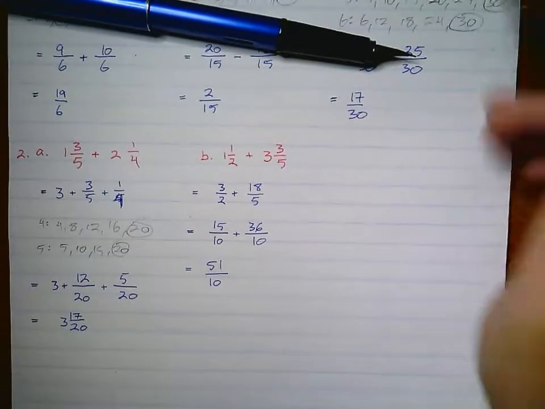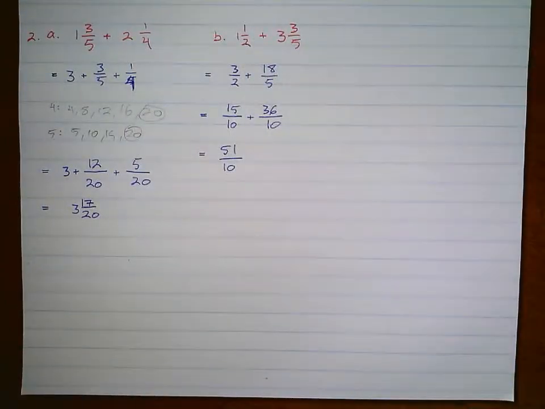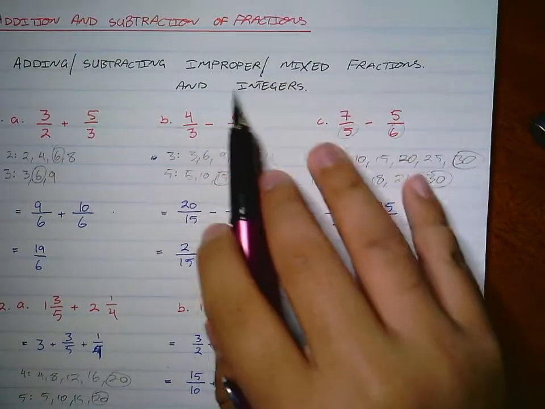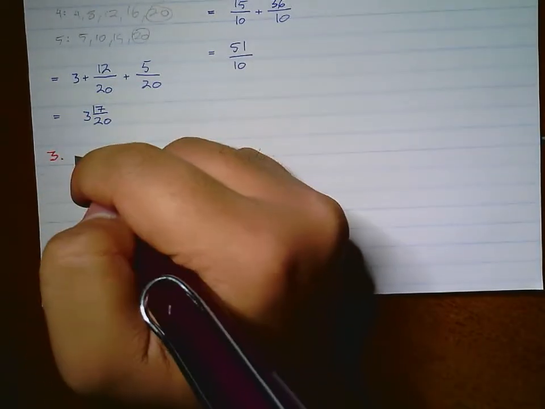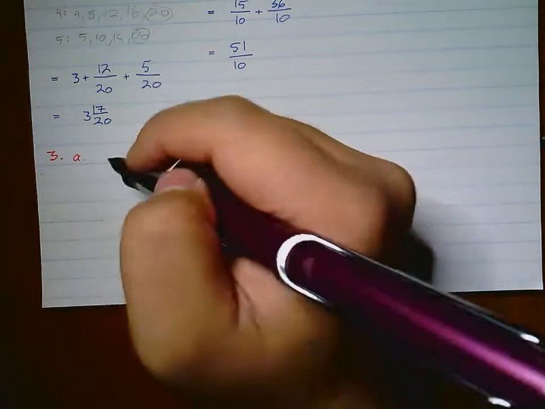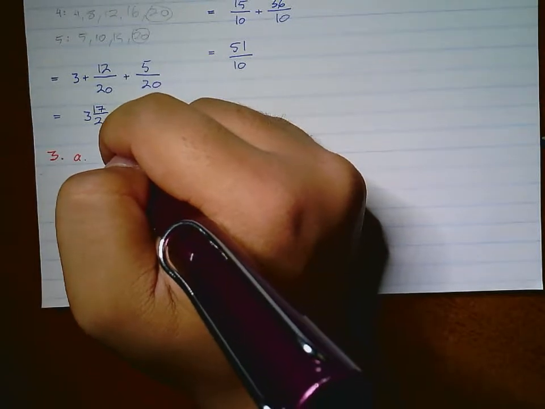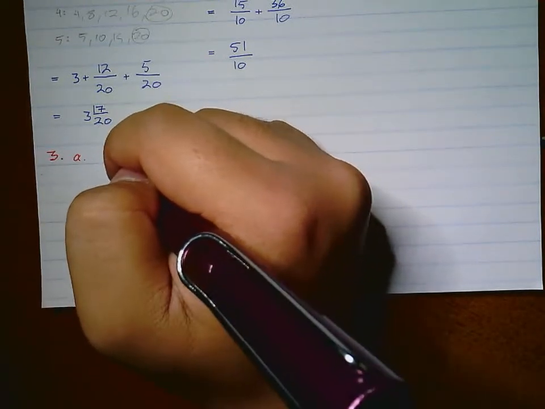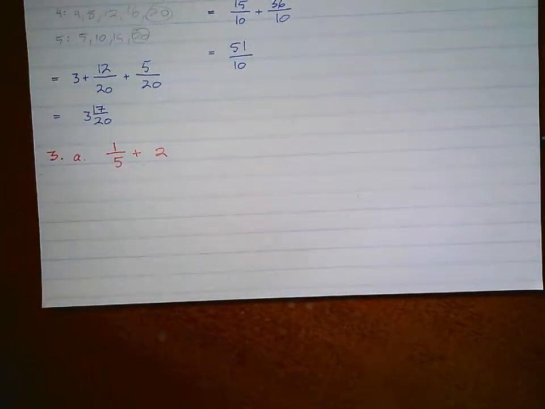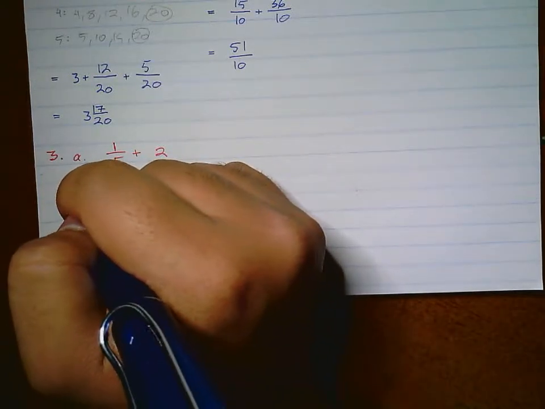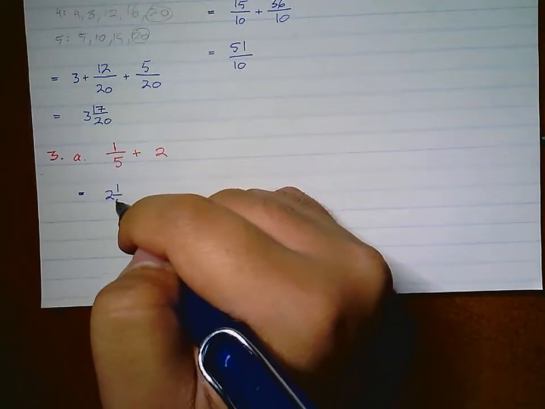One final example now is what happens if we have whole numbers, or integers, as they're called. Integers are whole numbers. So let's take a look at the final set of examples. Let's take a look at this mixed fraction. We'll stick with the regular one first: 1 and 1/5 plus 2. One way we could treat this is we can just leave it as 2 and 1/5.